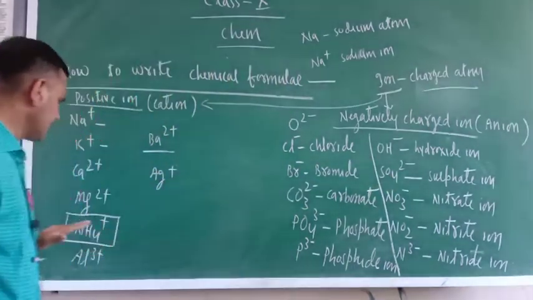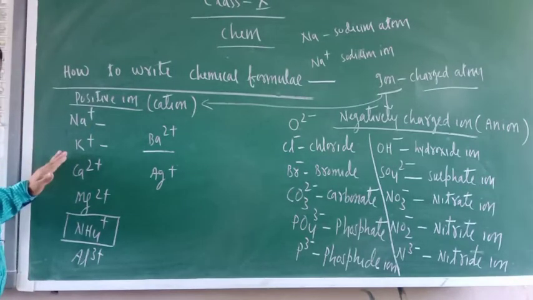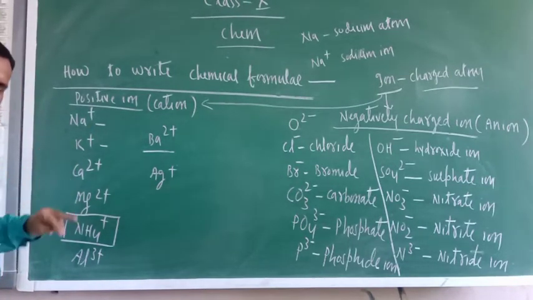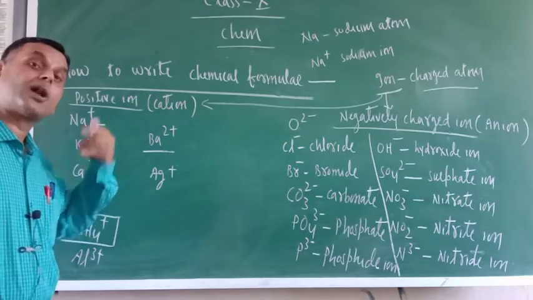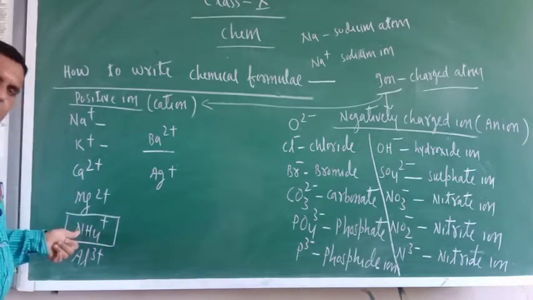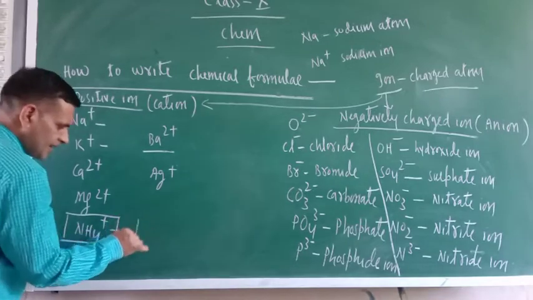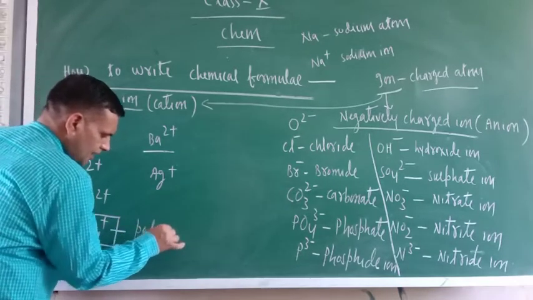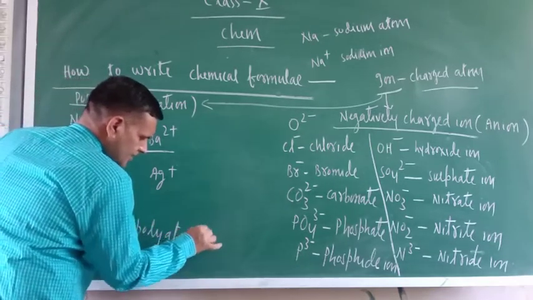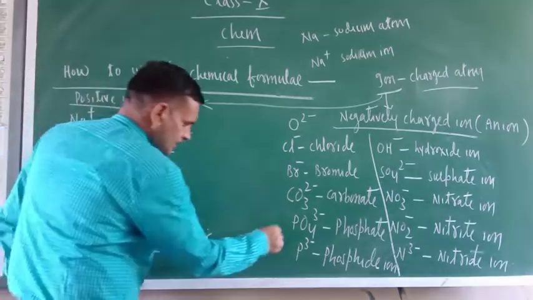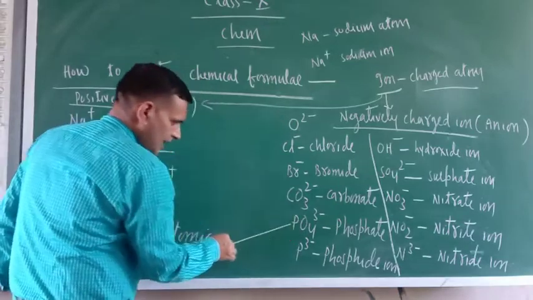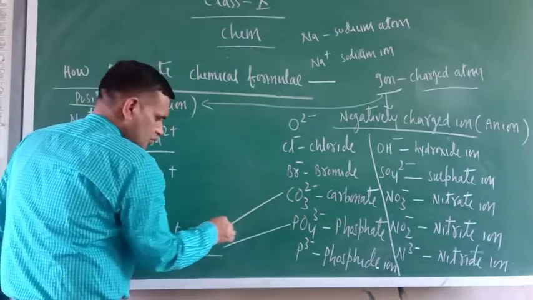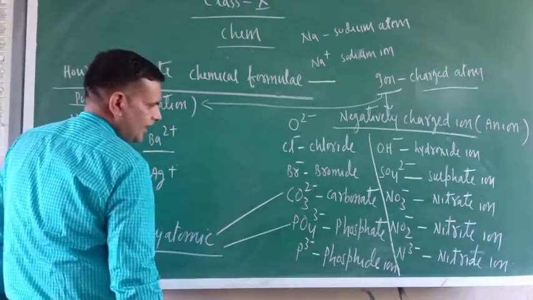The same is the case with some cations also. But if they have more than 2 atoms, they are called polyatomic ions. Just see, NH4, this is polyatomic. What is this one? Polyatomic. This is a polyatomic cation. This is a polyatomic anion. This is also a polyatomic anion.